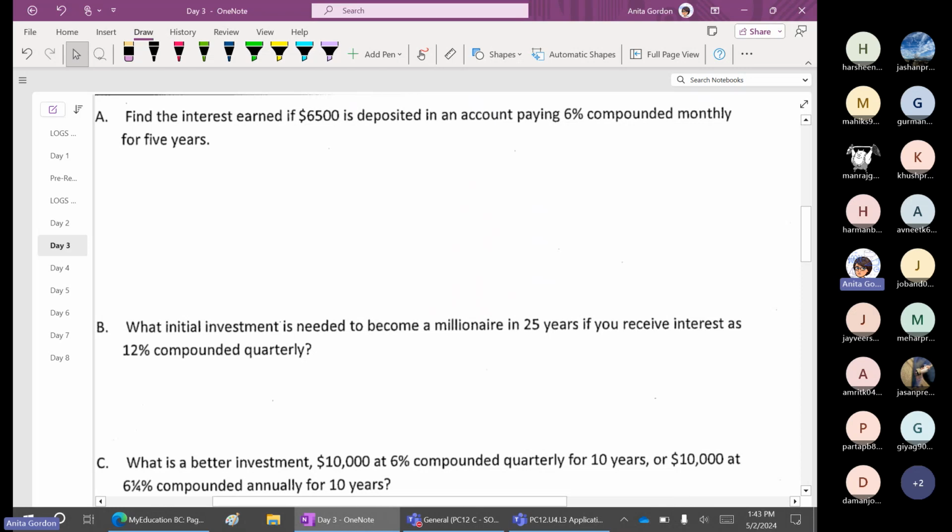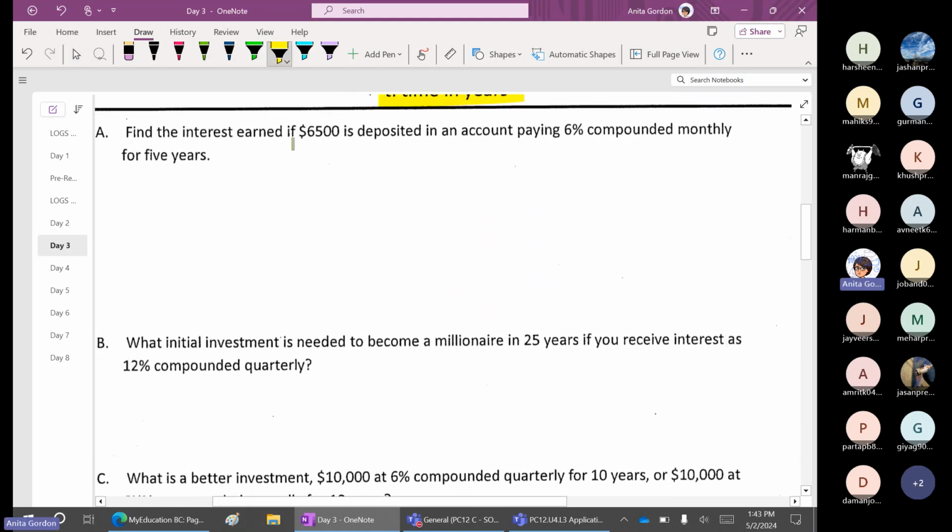Find the interest earned if $6,500 is deposited into an account paying 6% compounded monthly for 5 years. For any word problem, I always highlight the key features and I label the pieces of my equation. My P naught is 6,500. My rate is 0.06 because I'm converting it into a decimal. My compounding period N is calculated monthly, so this is a value of 12. And the time of my investment is 5 years.